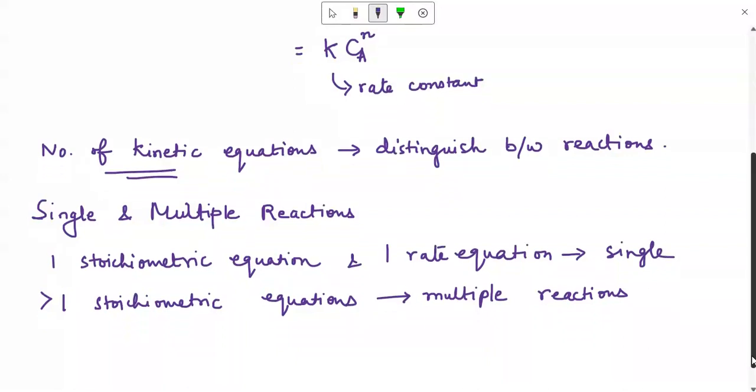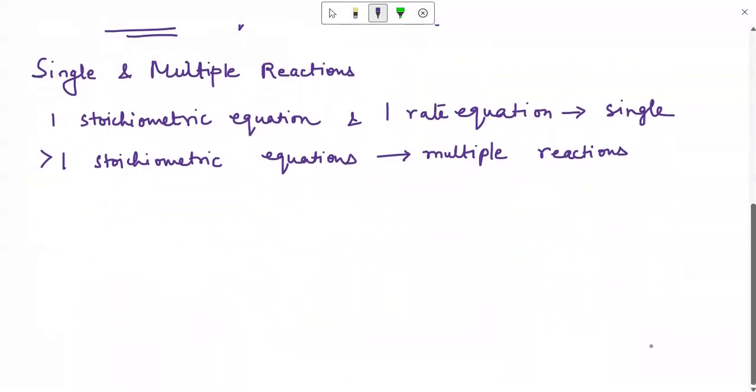Now these multiple reactions can be further divided into these types. One is the series reaction. So these are all categories of multiple reactions. In series reactions, what you would have is something like, say, A reacts to give R, then it reacts to give B. So these are happening in series.